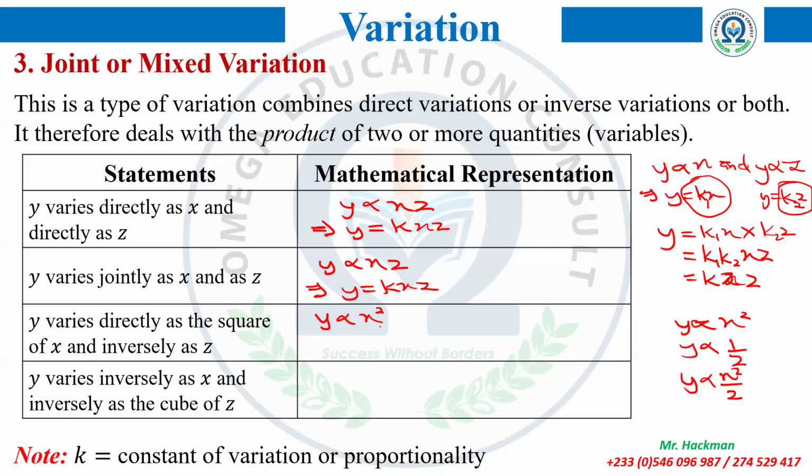Like I was breaking it down, directly as the square of x, so the square of x should occupy the numerator. Then inversely, once inversely comes in, the denominator should come, and inversely as z, so your z should come. Now this implies that, unfortunately, I don't have space here, so I am going to write my implication here. y will be equal to, then I introduce my k. The k will multiply the numerator, so it will be k x squared over z. All correct.